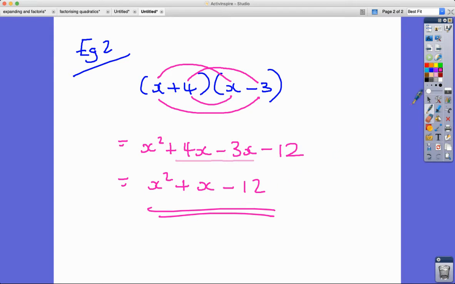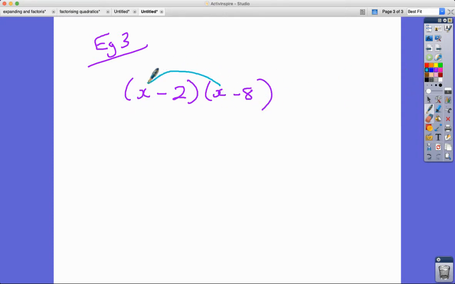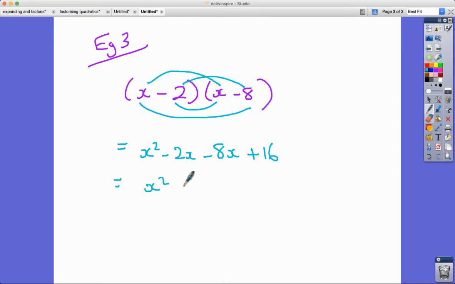All right, one more, we'll have one with two negatives. So example 3: x minus 2, x minus 8. So we're going to be multiplying these two brackets together. Again, I'm going to do eyebrows, nose and mouth. So what we get is x squared. I'm going to go for the nose next, minus 2x, mouth minus 8x, and then right eyebrow plus 16. And so what I get then is x squared minus 10x plus 16.